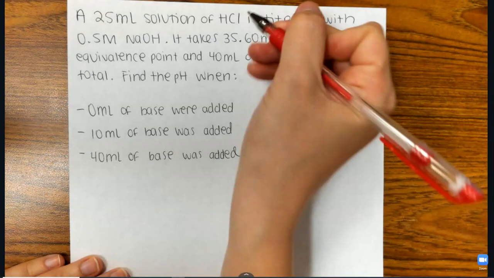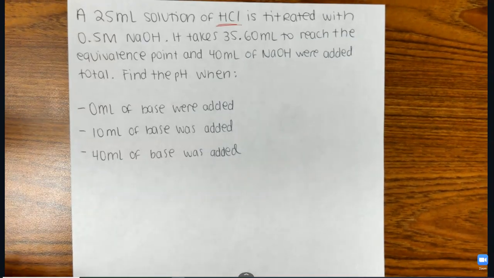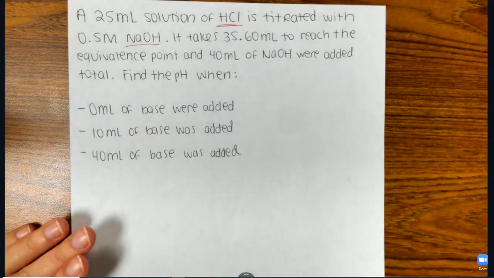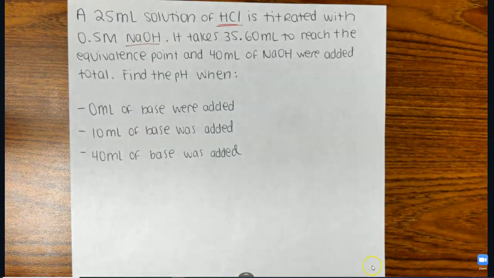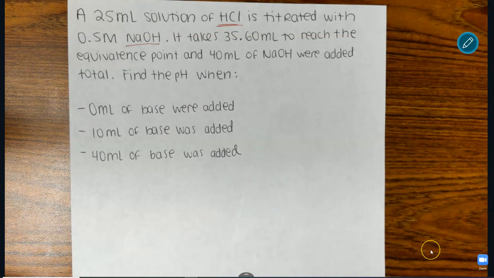And so we've got a 25 milliliter solution of HCl, which is a strong acid, and it was titrated with 0.5 molar sodium hydroxide, which is a strong base. And then we're told that it takes 35.6 milliliters to reach the equivalence point, and 40 milliliters of NaOH were added total. And so the first thing I want to do is write my reaction out.